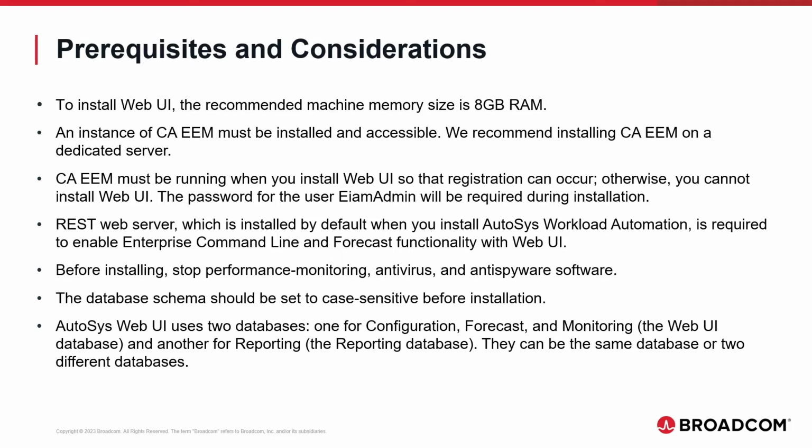REST Web Server, which is installed by default when you install AutoSys Workload Automation, is required to enable enterprise command line and forecast functionality with Web UI. Before installing, stop performance monitoring, antivirus, and anti-spyware software. The database schema should be set to case sensitive before installation.